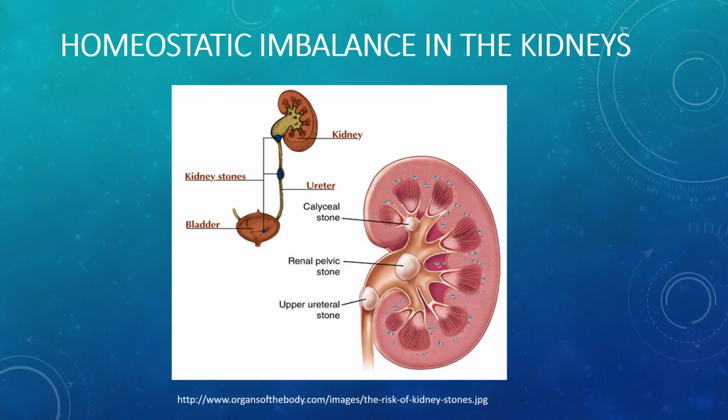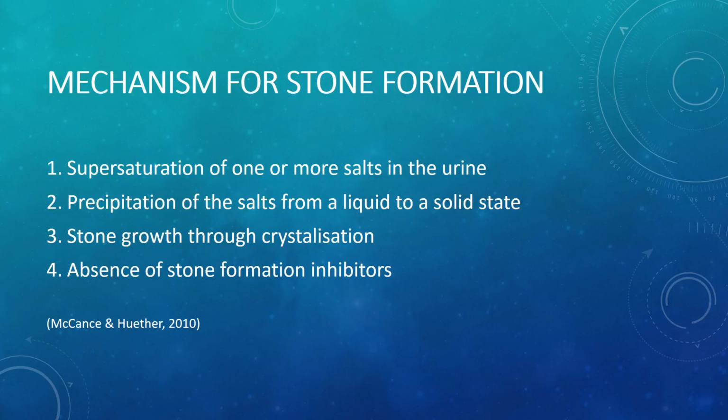Okay, so the mechanism for stone formation differs depending on the chemical composition of the stone. Whilst the specific cascade of events for stone formation is unknown, we do know that stone formation requires the following 4 things: supersaturation of one or more salts in the urine, precipitation of the salts from a liquid to a solid state, stone growth through crystallization, and the absence of stone inhibitors such as citrate that inhibit the growth and aggregation of calcium-containing crystals.